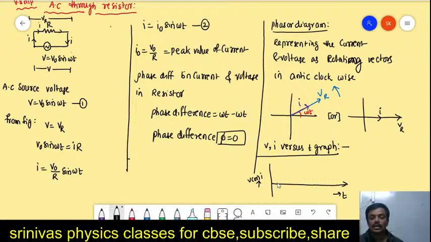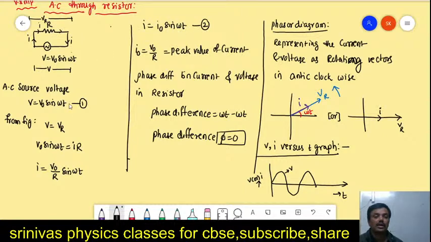That means we can write like this. When time is 0, voltage is 0, so the graph starts from 0 comma 0. The graph will be like this. This is the graph for voltage versus time. If you want to draw the current graph, this is the current versus time equation in the resistor.